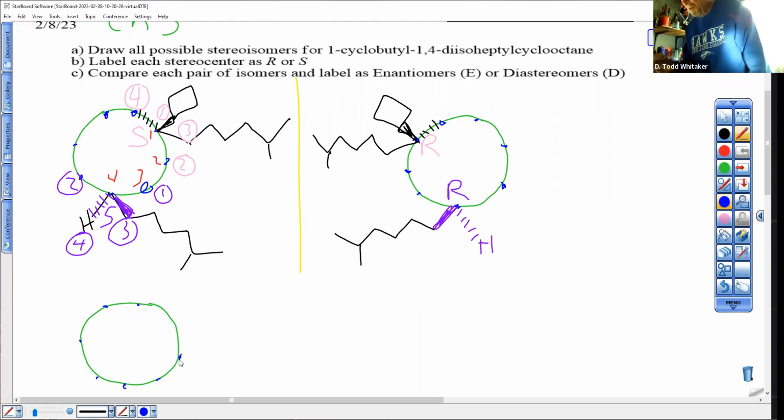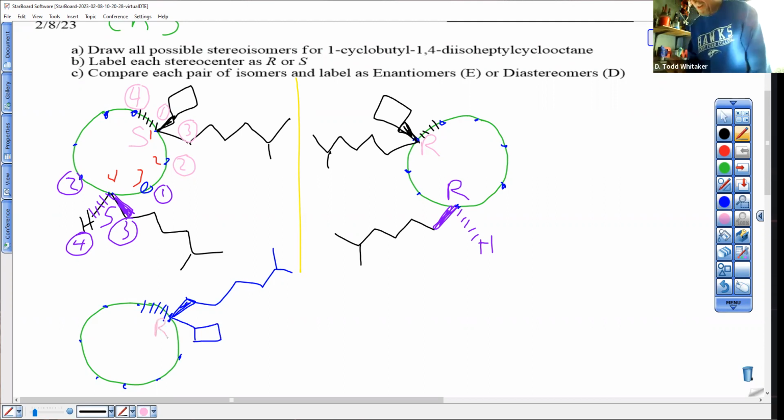I am getting better at this. Okay, so I just said I was going to switch those groups. So there's my dash. On the wedge, I'm not going to have the cyclobutyl. I'm going to have 1, 2, 3, 4, 5, 6 V. Okay, and on the normal bond, I'm going to have the cyclobutyl. That's a single switch. Single switch on an S stereocenter means it's now an R stereocenter.